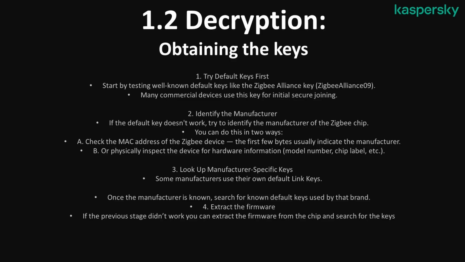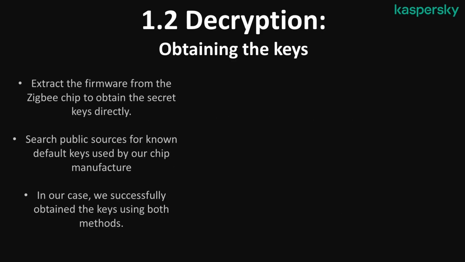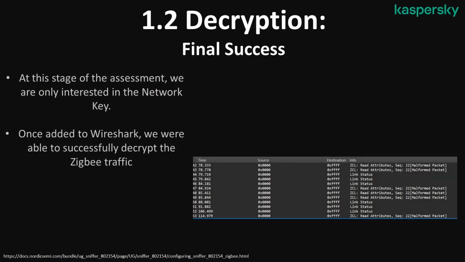What we did in our case: we were able to obtain the key through defaults, because, as I told you, we got the MAC addresses and searched for the manufacturer. We found some default keys. Also, we tried to expand the attack surface, finding more attack vectors, so we also extracted the firmware and obtained the network key. After we obtained the network key, we put it in Wireshark. It's very straightforward, and we get the traffic decrypted, as you can see, this is ZCL. Now we have decrypted the traffic.